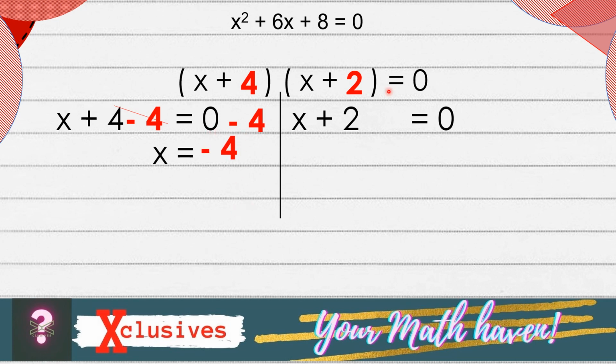Now on the other side, we can transfer positive 2 to the other side of the equation. To do that, we can subtract both sides by 2. So 2 minus 2, that is 0, and that leaves us x is equal to 0 minus 2, that is negative 2. So our roots are negative 4 and negative 2.